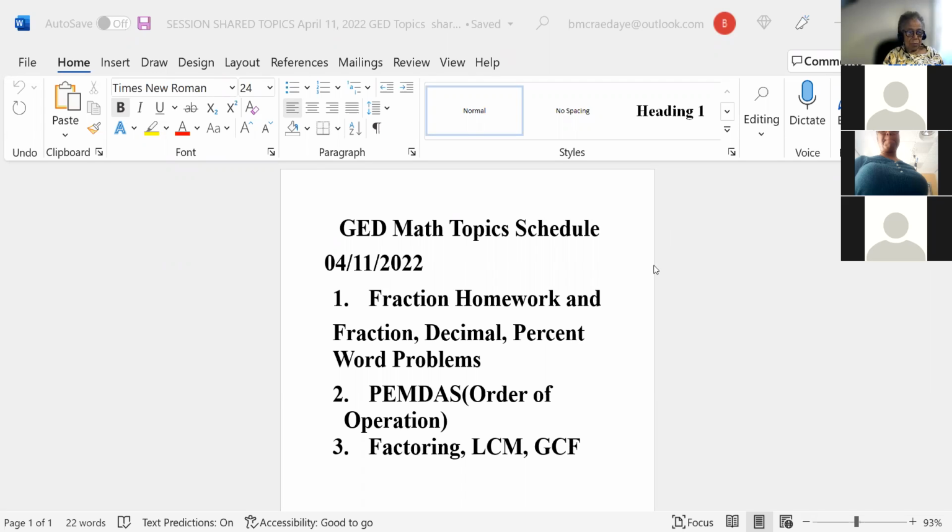Want to say fraction homework, sorry. Yeah, fraction homework. And so we'll do that first, and then we'll do some fraction decimal percent word problems. I don't think we'll get to the PEMDAS. I have it here, but I want to emphasize the fraction homework.